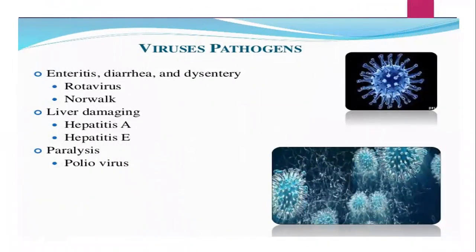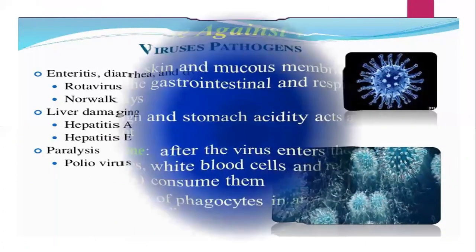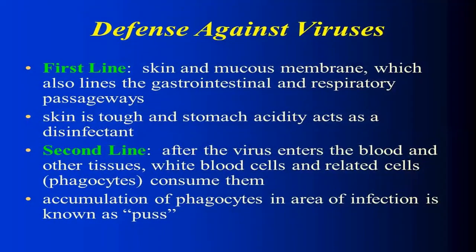Now we are going to see what viruses are. Viruses, as you can see, are also invisible creatures in front of us. So they are called microorganisms, which we cannot see with our naked eyes, so we have to use a microscope. Different types of disease are caused by viruses, and viruses are also called pathogens because they cause disease in human beings. Defense against viruses. The first line of defense against viruses is skin and mucous membrane, which also line the gastrointestinal and respiratory passageways. Skin is tough and stomach acidity acts as a disinfectant.